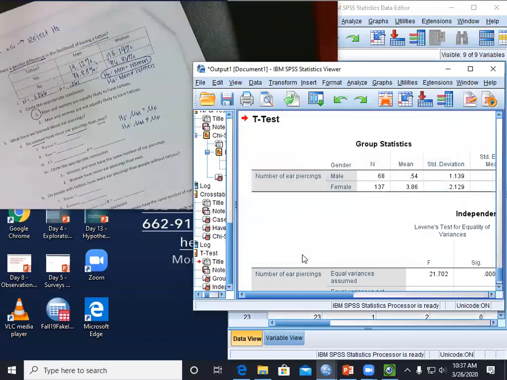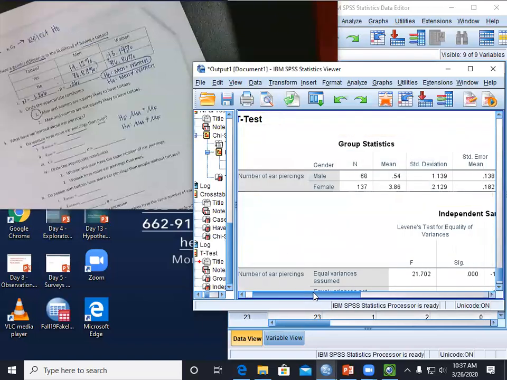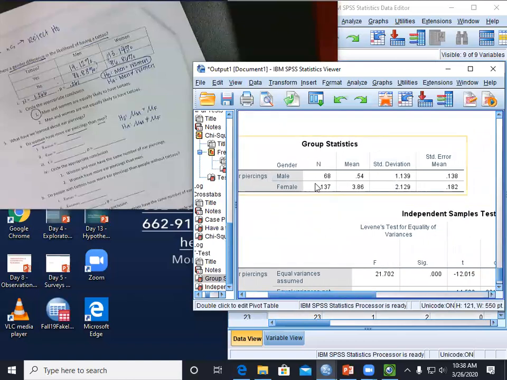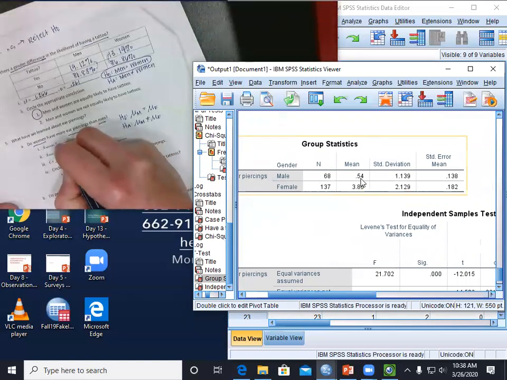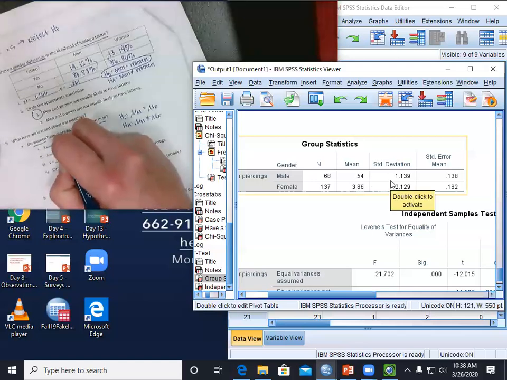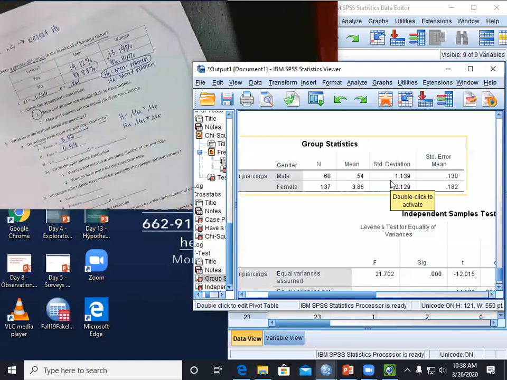We're going to put number of ear piercings into the test variable box, and then click OK. When this result prints out, first we'll look up in the top box where it says group statistics. That's the descriptive statistics. Again, we see there are 68 men in the sample and 137 women. Among those 68 men, they average in the sample 0.54 ear piercings, which tells us that about half of the sample has 1 ear piercing. You have to remember, this is the 90s. That was popular in the 90s for guys to have 1 ear pierced. And the women in the sample have, on average, 3.86 ear piercings.